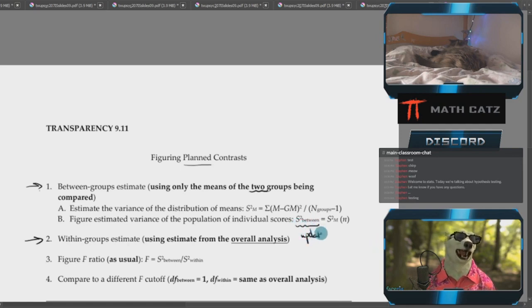This between groups estimate, if I only look at some groups and not all of it, it will reflect that more accurately, because I'm trying to compare specific groups to see where is the significant difference that I know exists. Then I calculate a new F ratio in the same way. The within estimate will always be the same. Between is what's different because I'm not looking at all the groups at once. And I compare that to my cutoff, same as before.